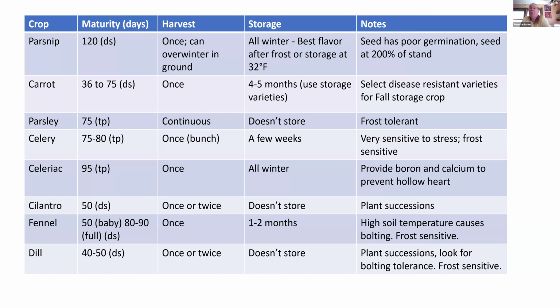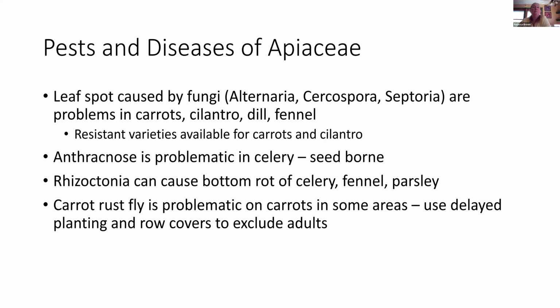And you want to look for bolting tolerance in both cilantro and dill, as well as planting successions. Diseases. There are a number of leaf spot caused by fungi, Alternaria, Cercospora, and Septoria, that are problems in carrots, cilantro, dill, and fennel. And there are resistant varieties available for carrots and cilantro. They are particularly important to use in the fall when these diseases are the worst.